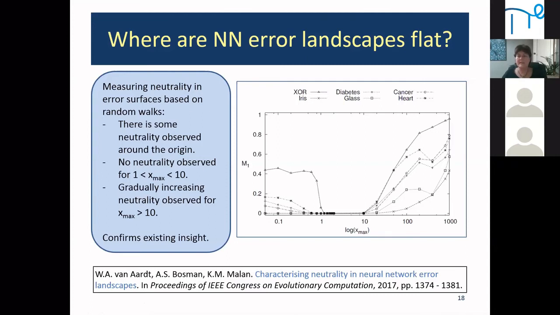This confirms the existing insight into neural networks. They talk about neuron saturation, where you get to a point where weights are big, and if you change their value, it makes no difference. So you're getting to a part of the landscape where there's no information because it's flat. Right, so this is just an example.